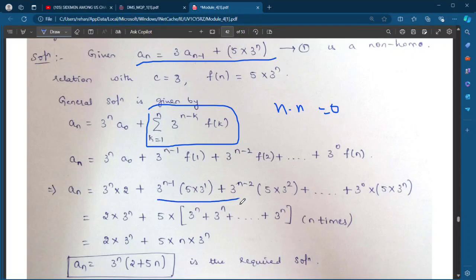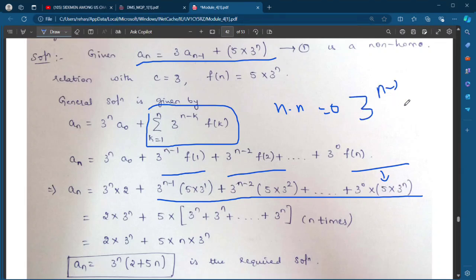Now you can see here on this addition side, they are all adding, this term so on up to this term. You can see 5 is common. Since all of them are in multiplication, I can take 5 common. If I take 5 common, then what is remaining? 3 power n minus 1 into 3 power 1. Now see here, 3 power n minus 1 into 3 power 1. Bases are the same, so the powers will add: n minus 1 plus 1 is nothing but 3 power n.